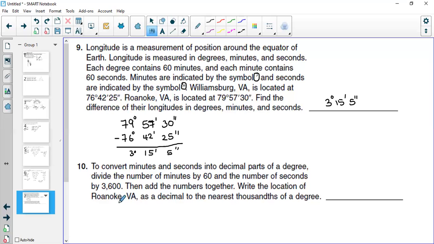So they have given some instructions for us. See, to change into decimal parts of a degree, divide the number of minutes by 60 and the number of seconds by 3600. Okay, then add the numbers together. So let's find out. That's for Roanoke they're saying. So for Roanoke it's 79 degrees, 57 minutes, 30 seconds. So what did they say? Divide the number of minutes by 60, right?